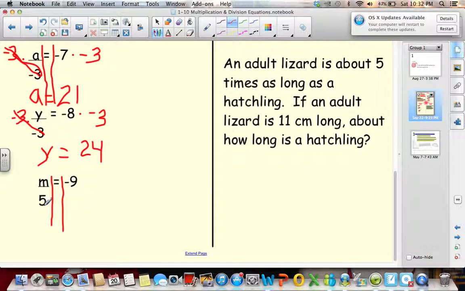So here I will do my railroad tracks. m divided by negative 5 equals negative 9. So m is on this side with our 5. It's being divided by 5. So we're going to do the opposite and multiply both sides. Whatever is being done to the variable, you are doing the opposite. So 5 over 5 is 1. So we're left with m equals negative 9 times 5 is negative 45.